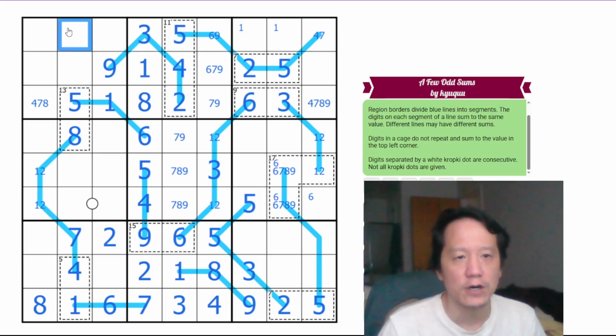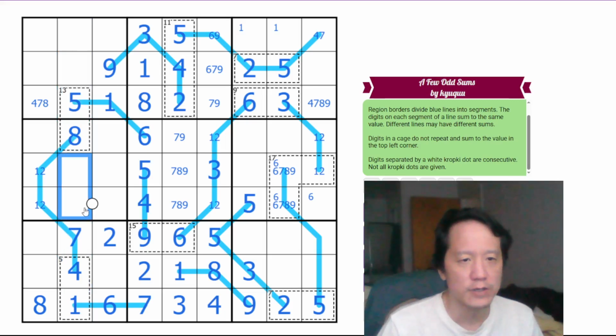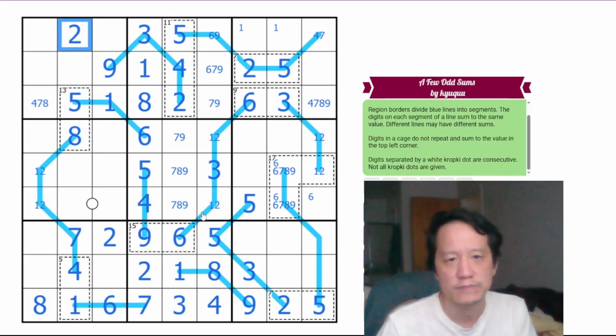Where's the 2 in column 2? Cannot be here because of the 1, 2 pair in the box. These are all filled out. This can't be 2 because of that 2, so this must be a 2 here.